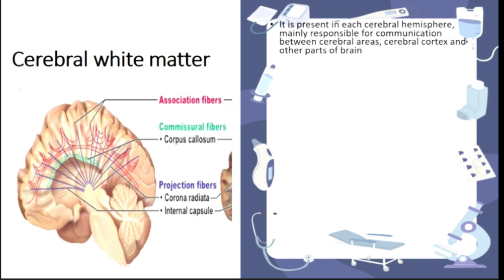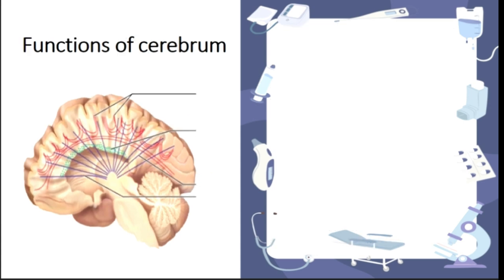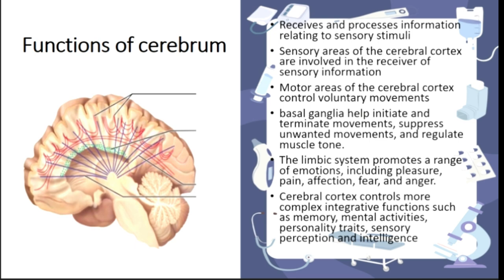Then the last topic in the cerebrum is the cerebral white matter. It is mainly responsible for communication, and also communication between the two cerebral hemispheres, and it consists of many types of axons, which are association, commissural, and projection fibers. Association fibers associate and connect regions within a hemisphere, commissural tracts transmit the nerve impulse between the two hemispheres, and projection tracts transmit the impulse between the cortex and lower parts.